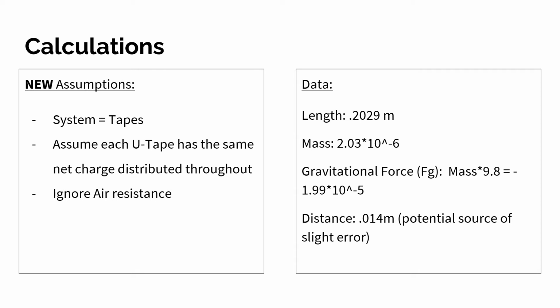As you can see, my data is a length of 0.2 meters, a mass of 2.03 times 10 to the negative 6 kilograms, leading to a gravitational force of 1.99 times 10 to the negative 5 newtons, and the distance of levitation was 0.14 meters. However, this could be a potential source of slight error as the levitation occurred so quickly and the ruler could be too far away to accurately read. So in terms of potential sources of error, the distance measurement could be slightly off.